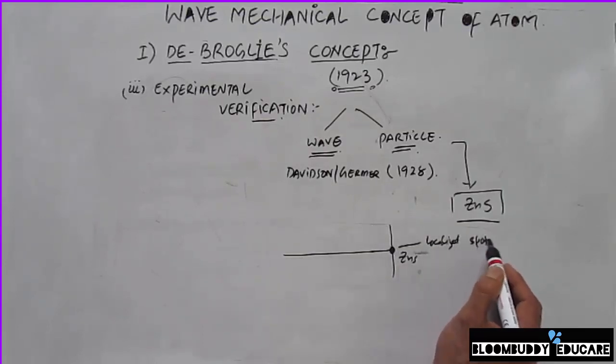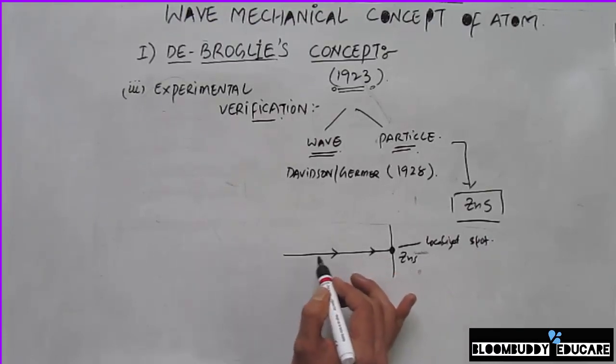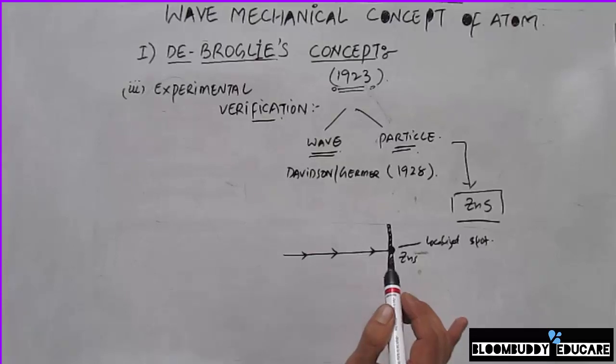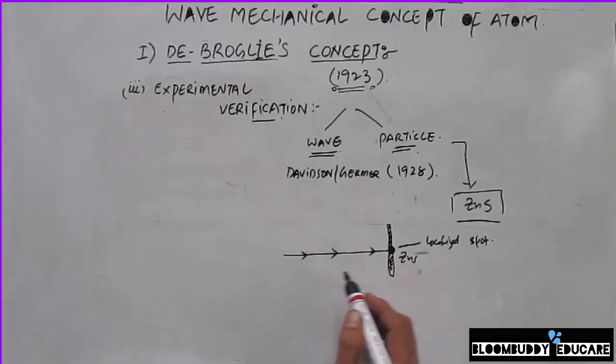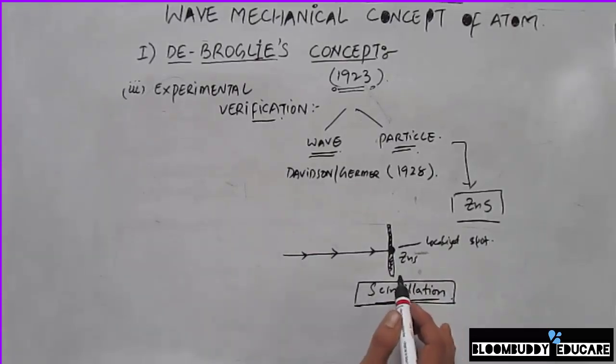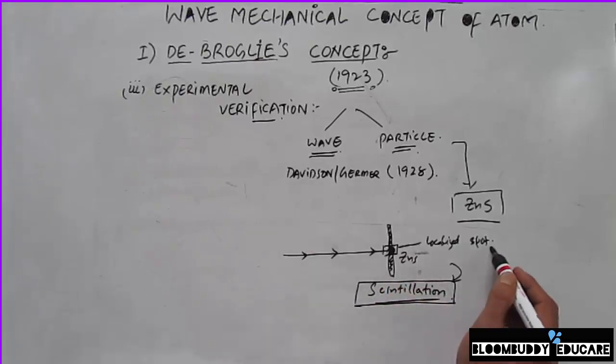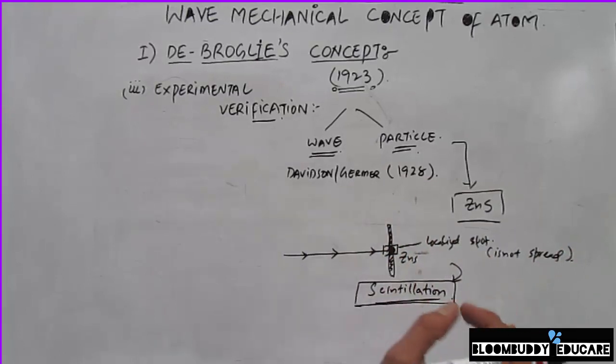A localized spot is formed upon the incidence of light on this zinc screen. This localized spot is also known as scintillation. The localized spot that's formed on the zinc screen, which is called the scintillation, is totally localized. It's not spread out. It's not spread anywhere. It's a localized spot on the screen.